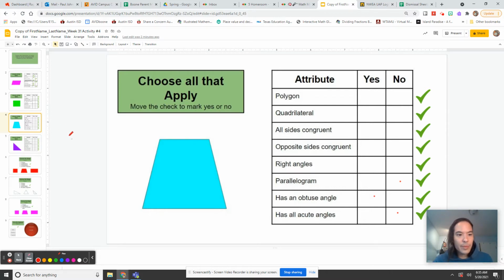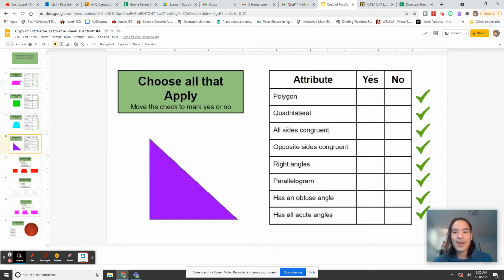All right. So keep thinking about those words. What do they mean? Because they'll show up again. They're not going away. All right. Polygon. Is this a polygon? Is it made up of straight lines? And is it a closed figure? Yes. Is it a quadrilateral? Absolutely not. This is a triangle. It only has 3 sides.